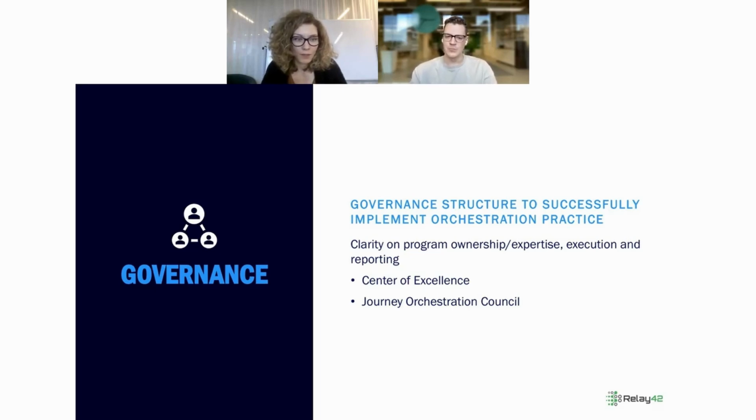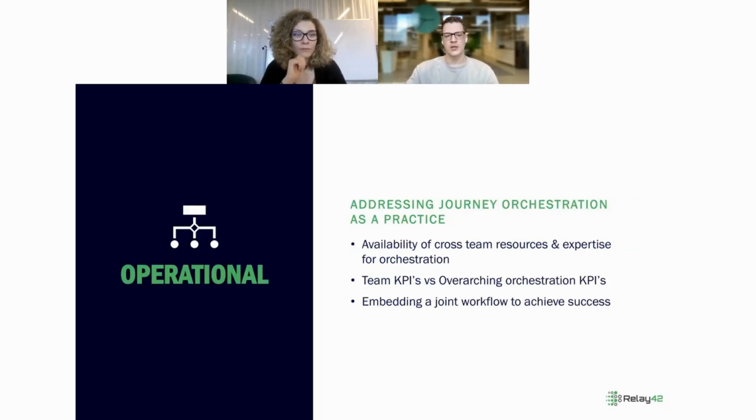And that is crucial, of course, to think about your operational model, because if we look at an operational model, addressing journey orchestration as a practice means that you need availability across teams if you don't centralize them into one team. And those expertise, they need to be available. They either need to be made available or they need to be added to a group that is actually practicing what they preach, so is actually doing the journey orchestration, as well as for KPIs.